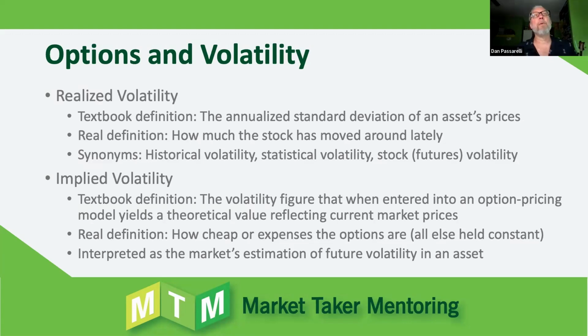Now, you might not be familiar with the term realized volatility. It's also called historical volatility, and it's probably more often called historical volatility than realized volatility. Some people even say statistical volatility or the stock volatility. Now, that's kind of the easy one. There's another one here called implied volatility. Now, implied volatility is this. Implied volatility is the volatility figure that when entered into an options pricing model yields a theoretical value reflecting current market prices.